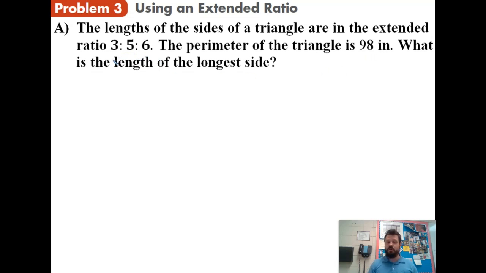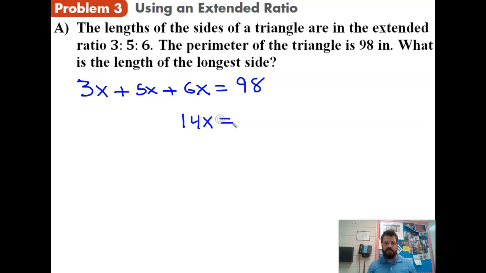So what I can do again is just hook x's to all 3 of these numbers. We can say 3x plus 5x plus 6x is equal to the total, 98. Once again, we can solve that for x. 3 plus 5 is 8. 8 plus 6 is 14. So we can say we have 14x is equal to 98. And then to get x by itself, we'll divide both sides by 14. Which leaves me with x, kind of my scale value, of 7.